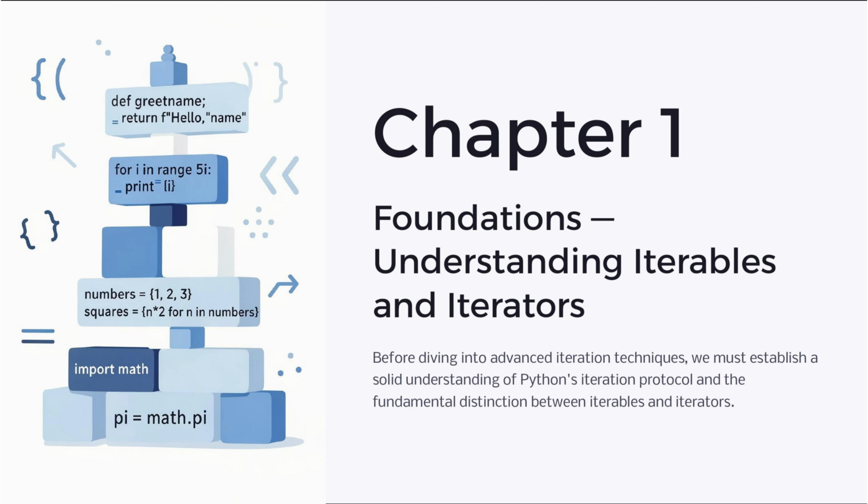Python's iteration protocol is crucial for efficient data handling. An iterable is an object that can return its members one at a time, while an iterator is an object with a state to track its position during iteration. Iterators implement the __next__() method, allowing seamless traversal of data structures.